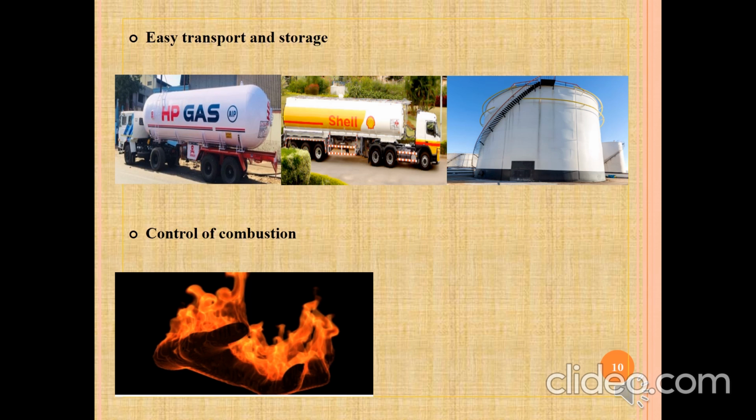The last important point is control of combustion. The combustion rate can be easily regulated and burning can be stopped as and when desired, which is the main logic behind control of combustion. So these are the important properties or characteristics of a good fuel.